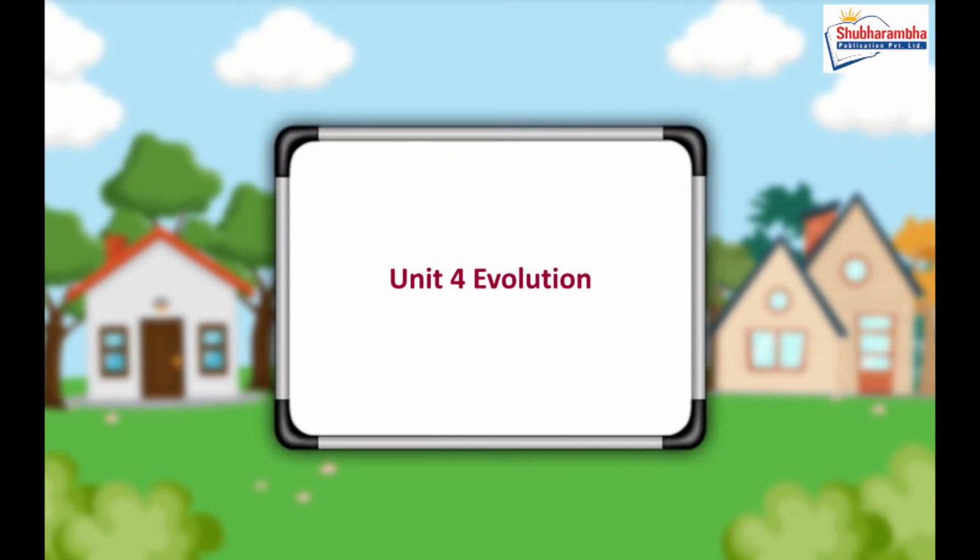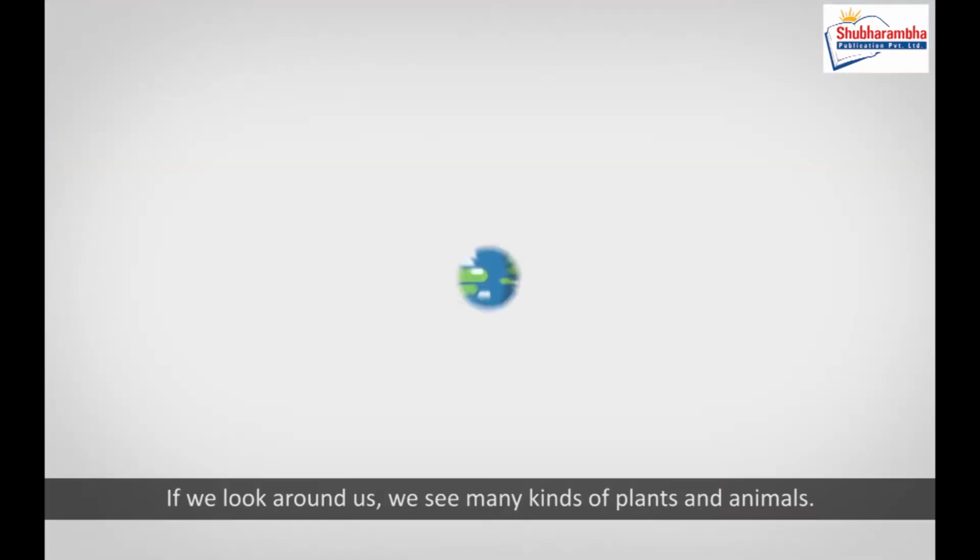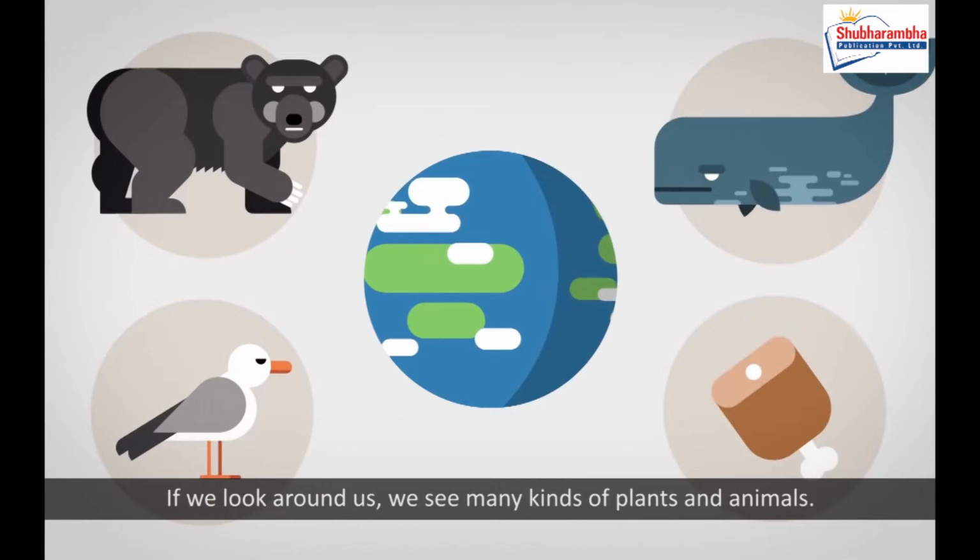Unit 4 Evolution. Lesson 4 Evolution. If we look around us, we see many kinds of plants and animals. They differ from one another in different aspects.